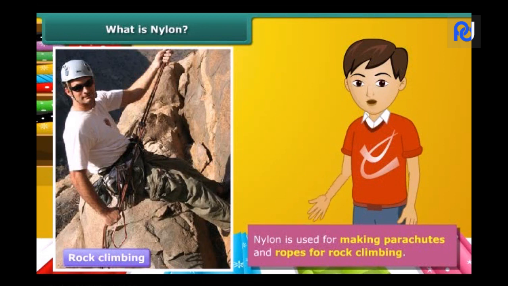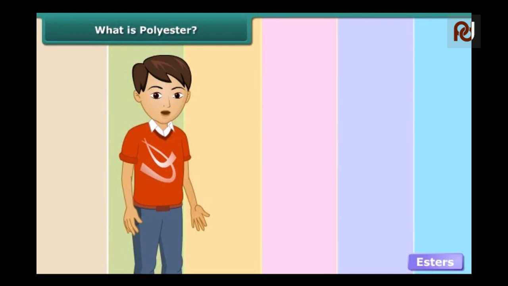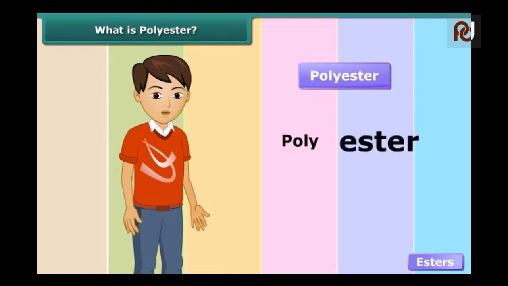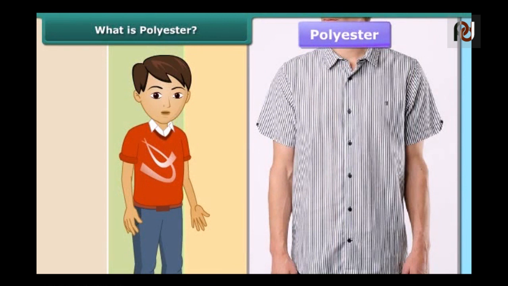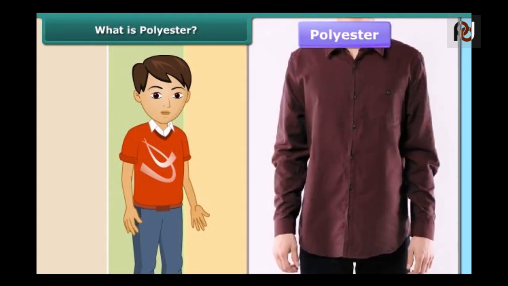The next fiber is polyester. What does the word polyester mean? Well, polyester is made up of two words, poly and ester. Many repeating units of ester chemical together is referred to as polyester. It is widely used to make shirts because it remains crisp and it is very easy to wash. It does not get wrinkled easily.